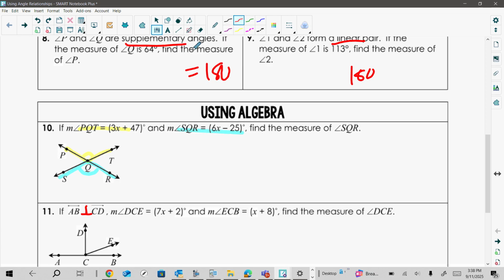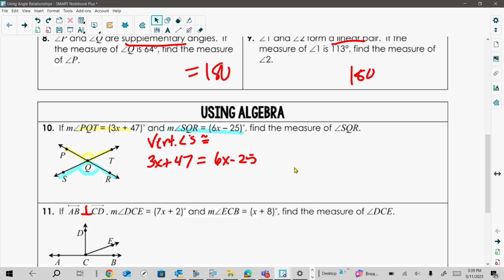just like we did today in class, where these are across from each other. So these are vertical angles. I'm going to abbreviate that. Vertical angles relationships are they're congruent. And that allows you to set up the equation. So this 3x plus 47 is going to equal 6x minus 25. So you're going to solve for x, and then make sure you plug it back in because it's wanting you to find the measure of SQR.